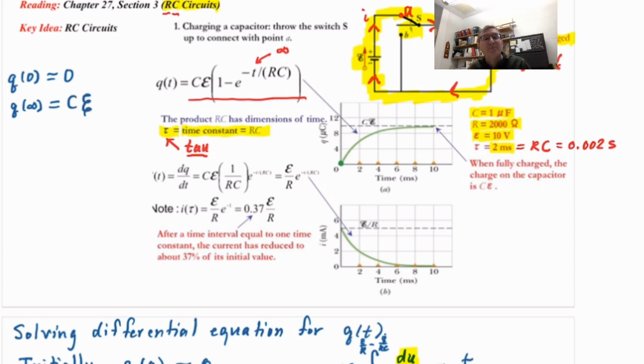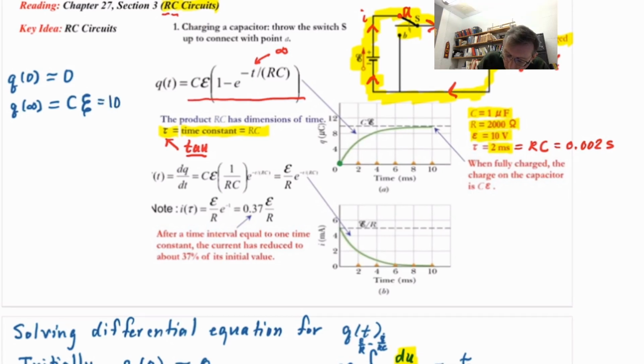on the capacitor is just C times the EMF of the battery, which is the thing that's charging it to begin with. Okay? And C times E, for the numbers we're given here, is 10 microcoulombs. And so you see an asymptotic line dashed here at 10 microcoulombs, which is the value of C times E. And then the curve just smoothly grows from 0 and asymptotically approaches C times E.